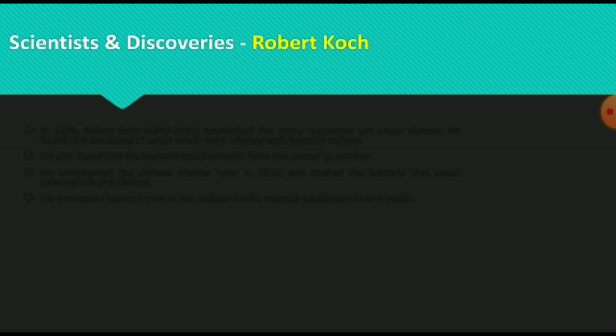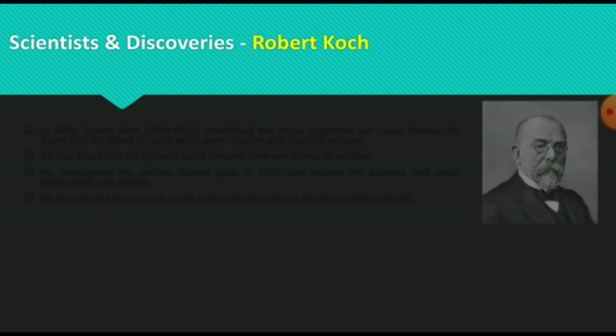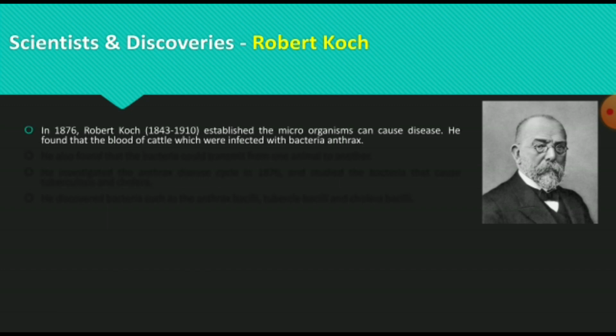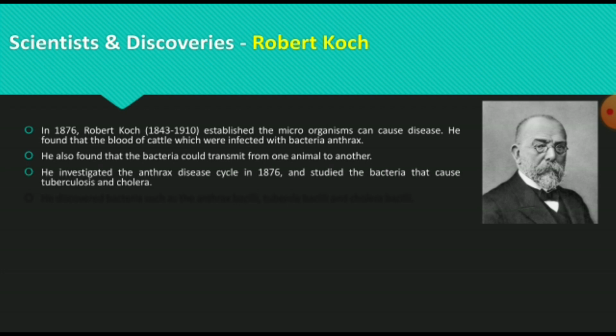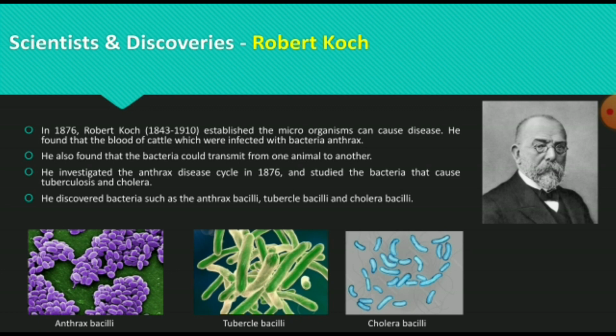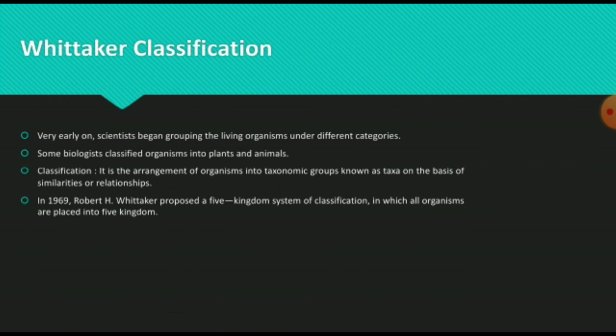In 1876, another scientist named Robert Koch demonstrated that the blood of cattle was infected with anthrax bacteria. He also found that the bacteria could transmit from one animal to another. He investigated the anthrax disease cycle and also discovered that tuberculosis and cholera diseases are also caused by bacteria. Up to now, we have seen some of the great scientists who worked in the field of microbiology.